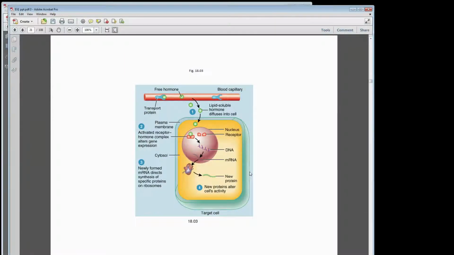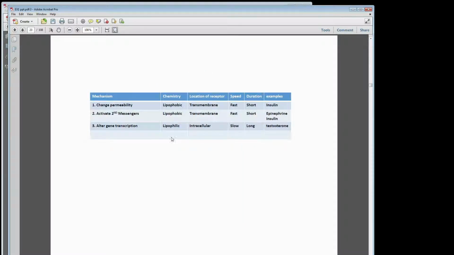I didn't memorize a link between the mechanism and duration. And it'll help you on the exam, is to associate the chemistry to the speed and duration. That's the best way to think of it. If it's lipophobic, it's scared of lipids, and it binds extracellularly. So that means that it's fast. It just goes up to the cell and binds to the external cell, and it's quick and it has a short duration. So lipophobic is fast and short.